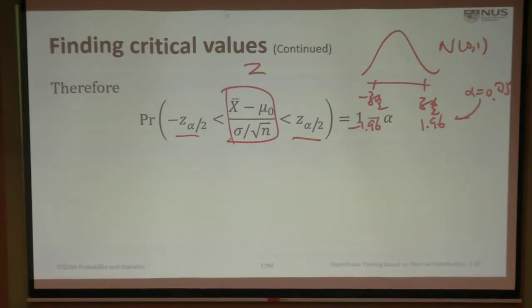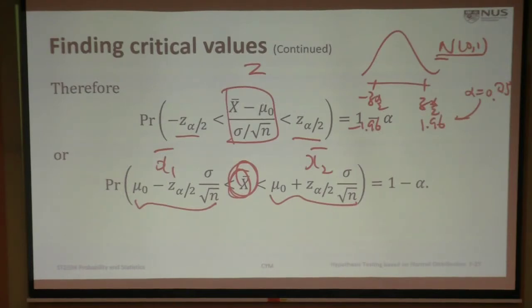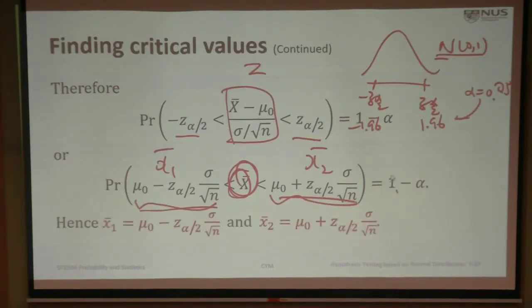All right. So what I'm going to do is to rearrange this so that x bar is in the center. So this is a constant, this is another constant. This is my x1 bar. This is my x2 bar. So that the probability of a random variable x bar, which follows a distribution with mean mu naught and variance sigma square over n, falls between these two numbers with probability 1 minus alpha. So now I have my critical values so that I can make the decisions once I get the data.